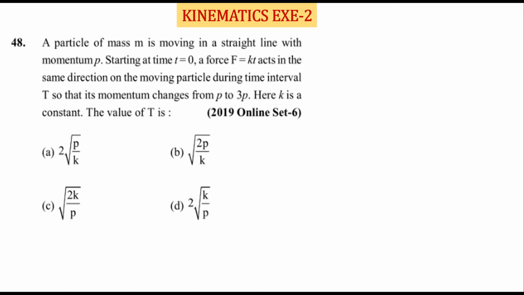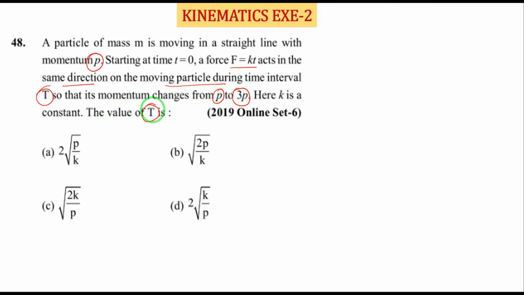In question number 48, a particle of mass m moving on a straight line has initial momentum p, acted upon by a force F equals kt in the same direction on the moving particle for the time interval of T. So in this case, speed will go up, okay, and therefore momentum has changed from p to 3p. Where k is constant, so what is the value of T?